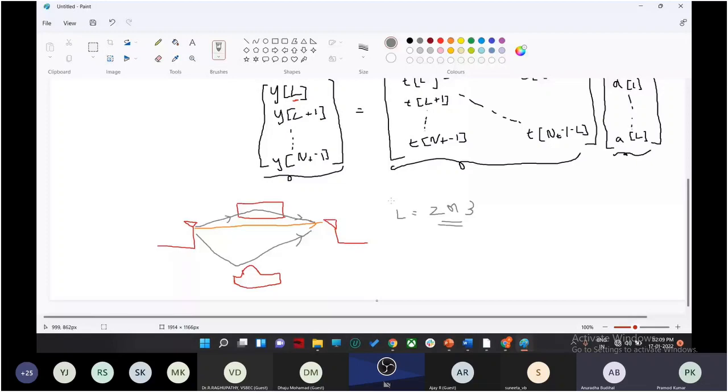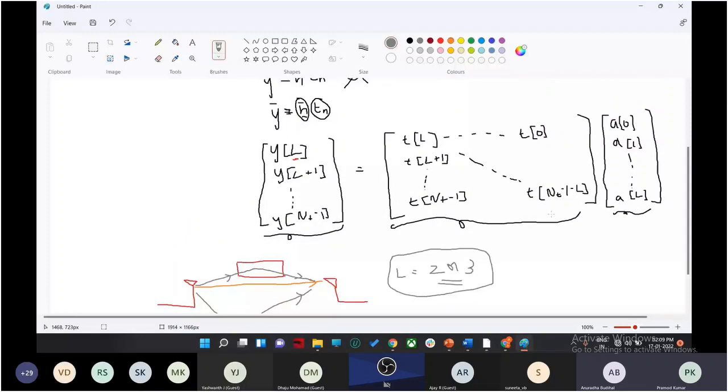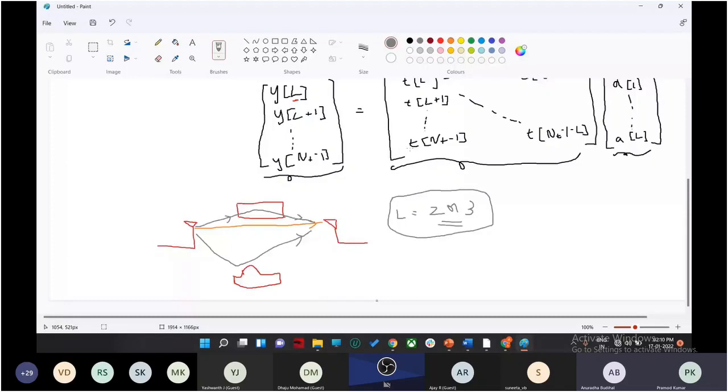After we get the estimated value, what we do is continue here.